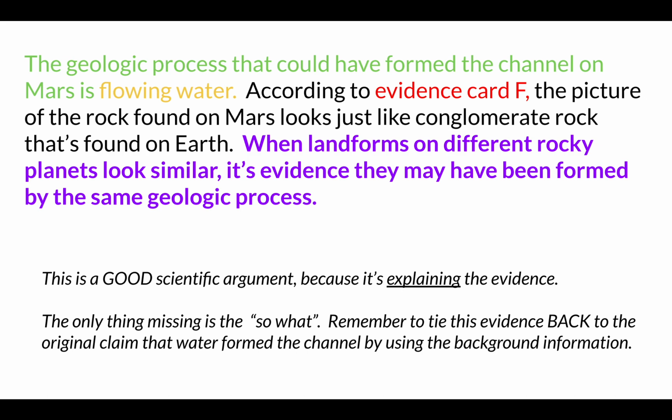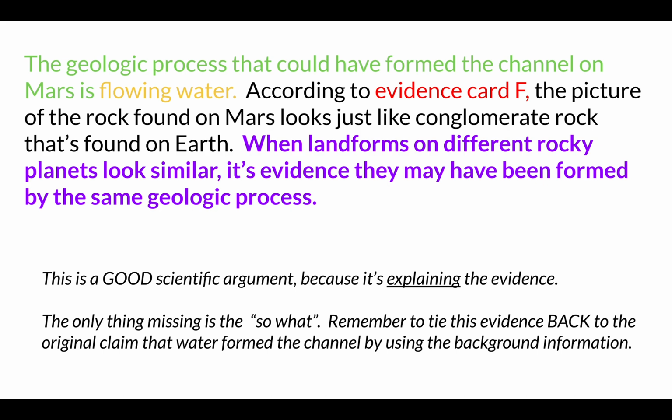The geologic process that could have formed the channel on Mars is flowing water. According to evidence card F, the picture of the rock found on Mars looks just like the conglomerate rock that's found on Earth. Now I'm tying it together. When landforms on different rocky planets look similar, it's evidence that they may have been formed by the same geologic process. This is a good scientific argument, so this would probably earn a B because it is explaining the evidence. The only thing that's missing is that last sentence that ties everything together.